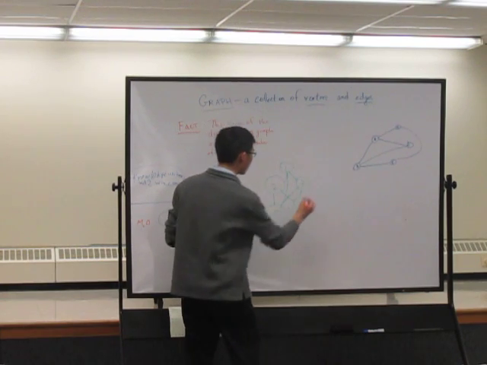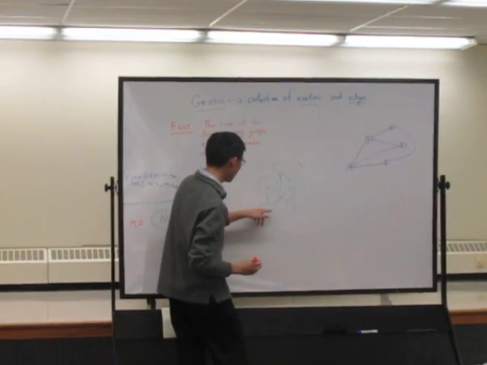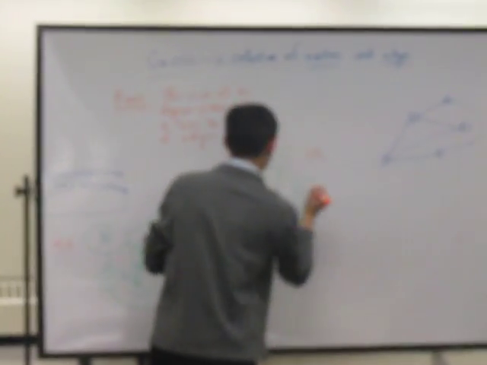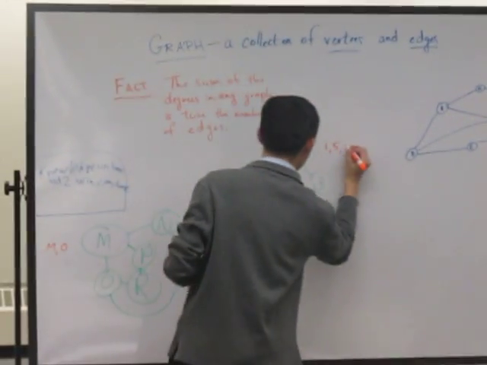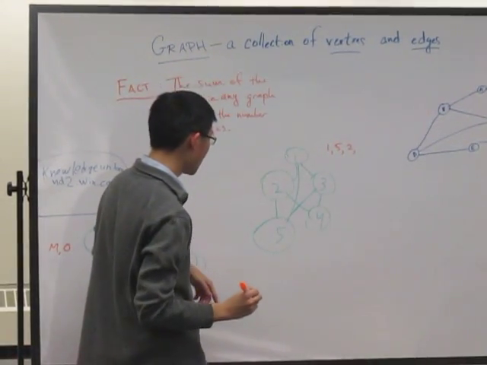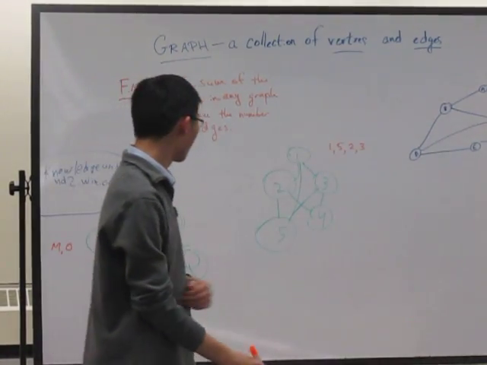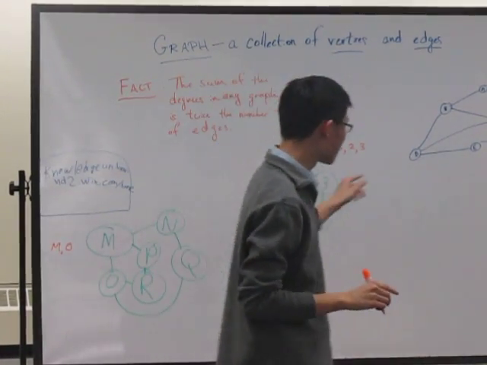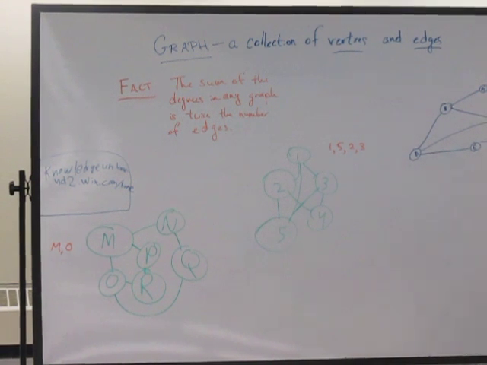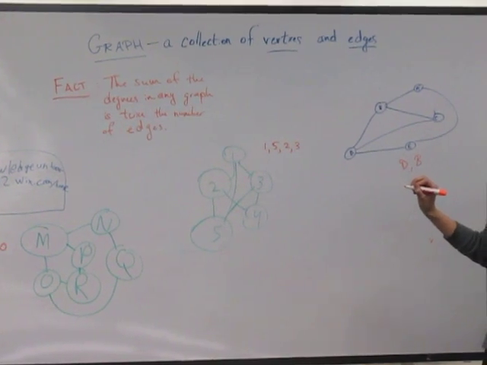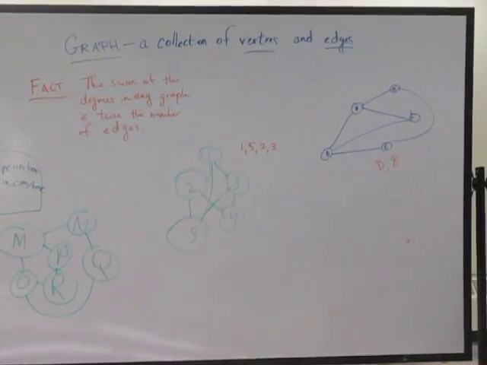1, odd degree? 1 has 3. 5 has 3. 2 has 3, correct? And 3 has 3. So 4 only has 2, right? All right, what about this one? 1, B, D. D, yes. B, yes. Anything else? No? Okay, cool.